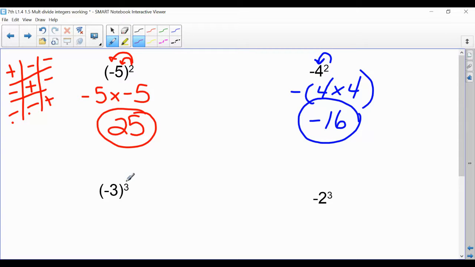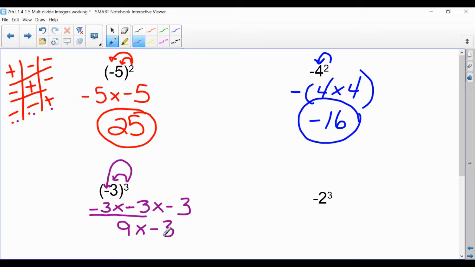Down here we have (-3) to the power of 3. The exponent applies to everything inside the parentheses. So we have -3 times -3 times -3. Take it 2 numbers at a time. -3 times -3. Well, 3 times 3 is 9. Negative times a negative is a positive. So now we have 9 times -3. 9 times 3 is 27. And a positive times a negative is negative. So our final answer is -27.